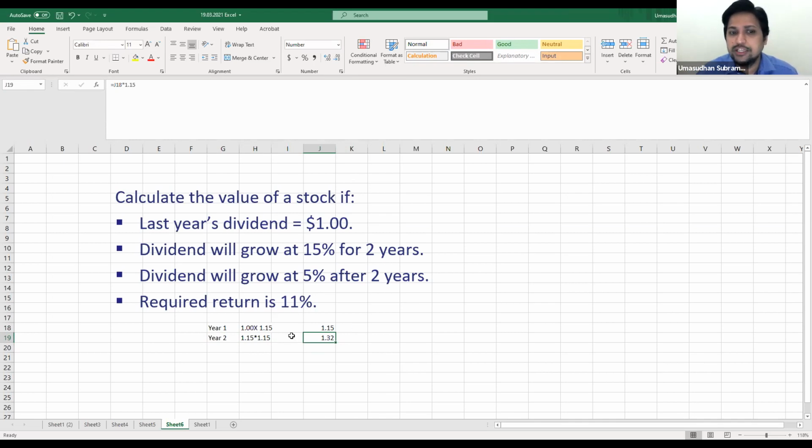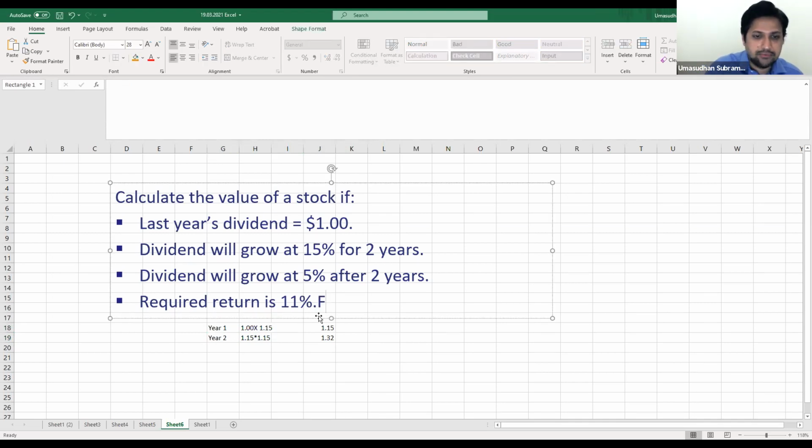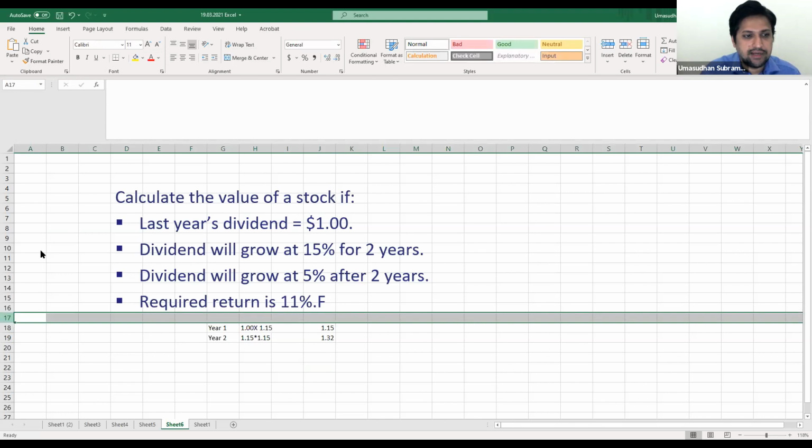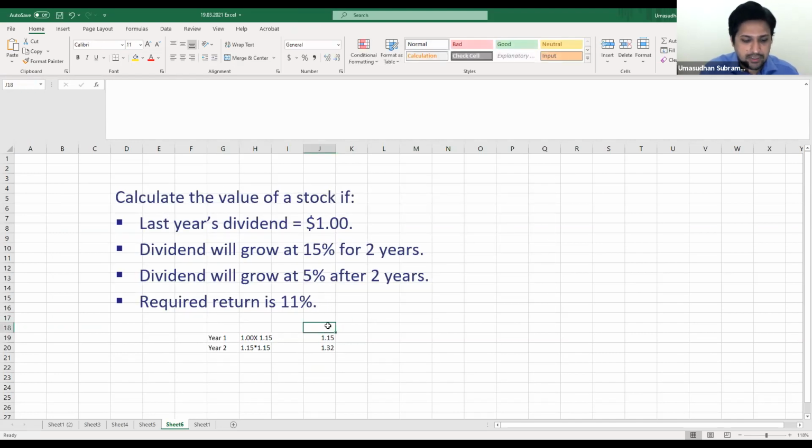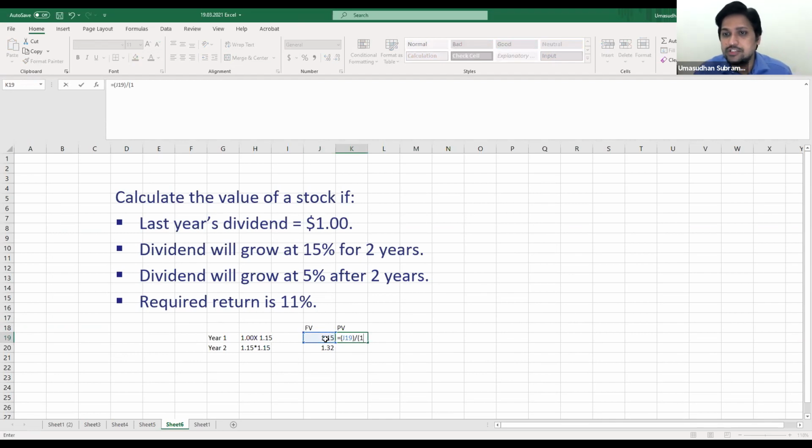Now, what we are going to do is bring these cash flows to present value. So this is the future value, isn't it? This is your future value and this is your present value. So what you do, you divide 1.15 by 1 plus the discount rate, 11%, the cost of equity, to the power of 1. I discount this dividend and then I discount this dividend as well, to the power of 2.